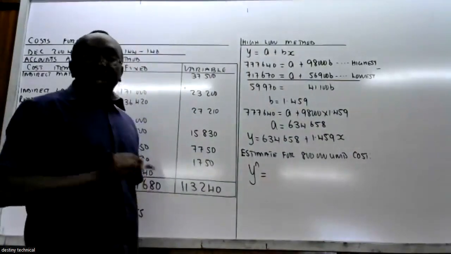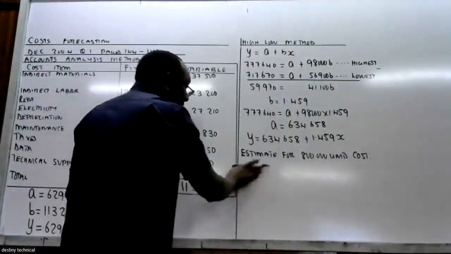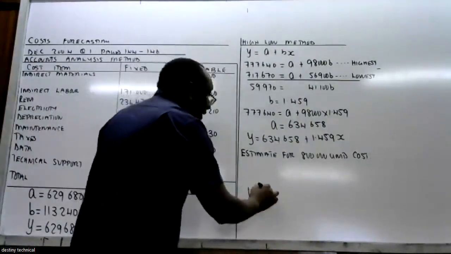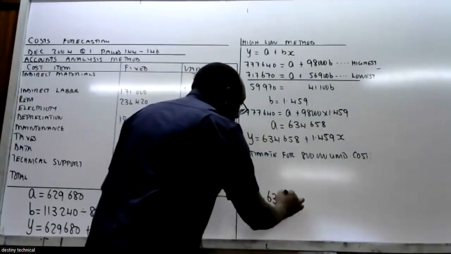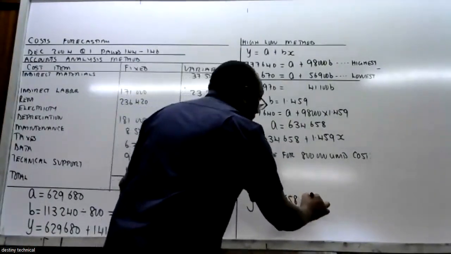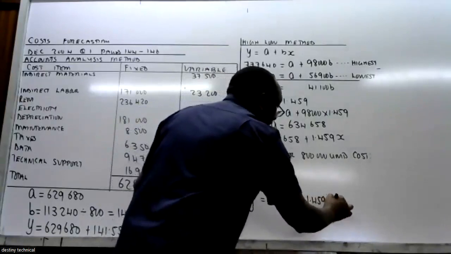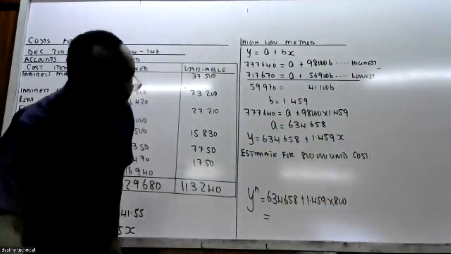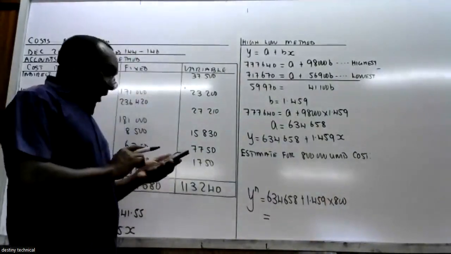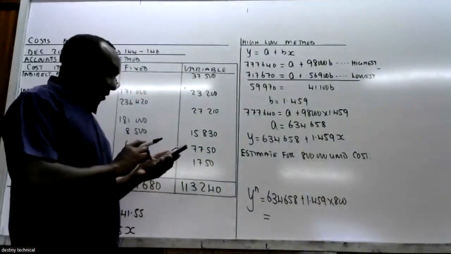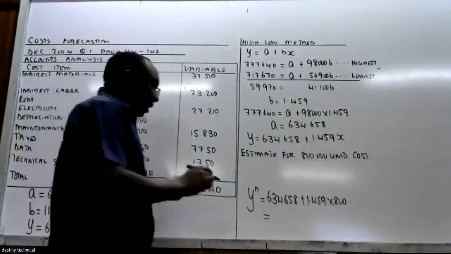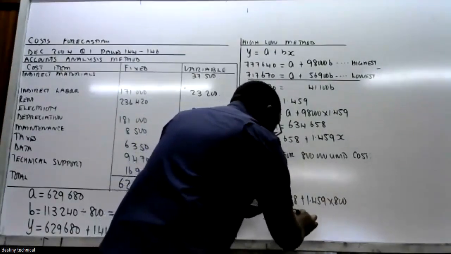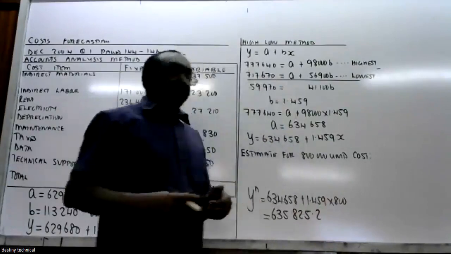And remember, our figures have been in thousands. So Y predicted will be 634,658 plus 1.459 times 800. So plus 1.459 times 800. We have 635,825.2.